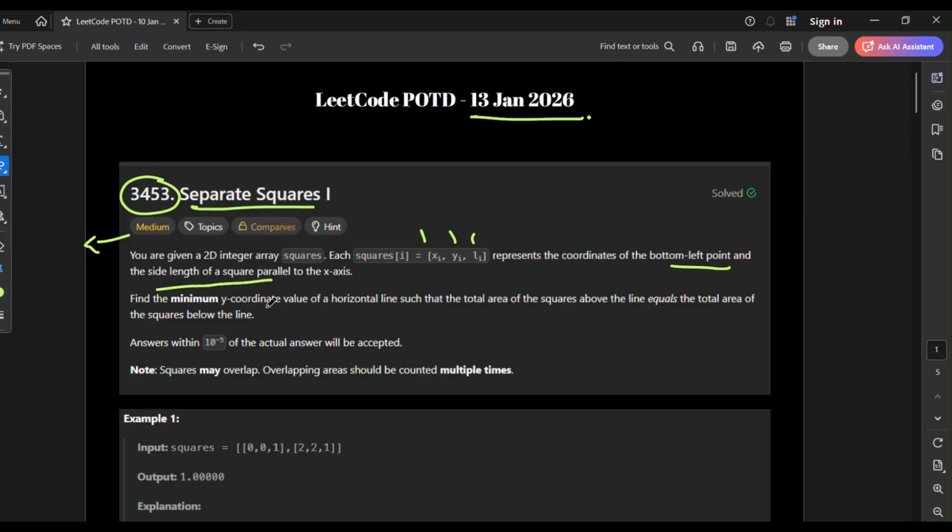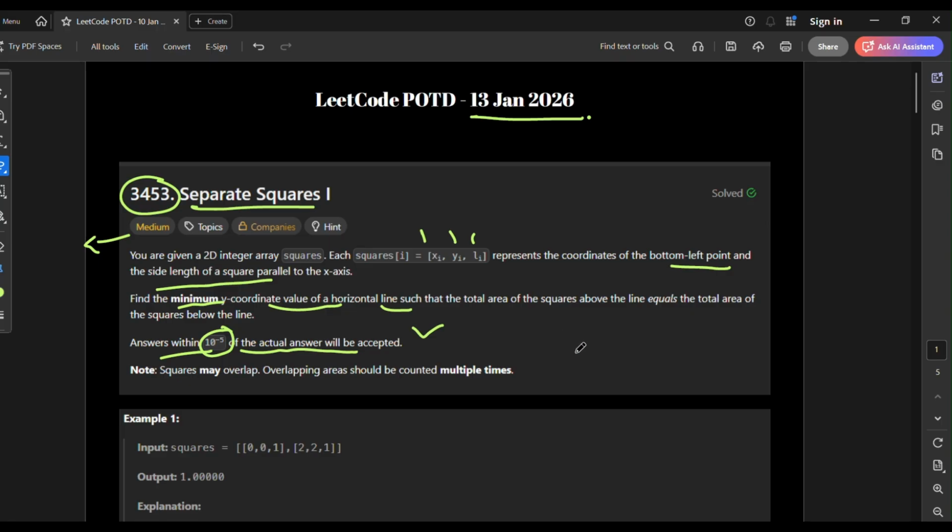Now find the minimum y coordinate. What do we need to find? We have to find the minimum y coordinate value of the horizontal line such that the total area of the squares above the line equals the total area of the squares below the line. This is a very important part: answers within 10 raised to the power minus 5 of the actual answer will be accepted.